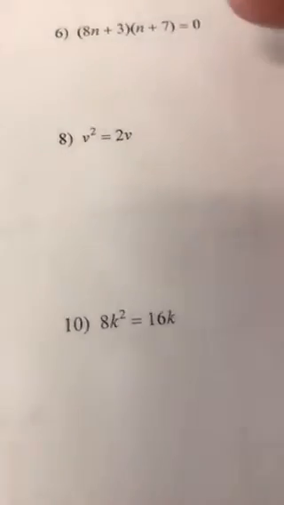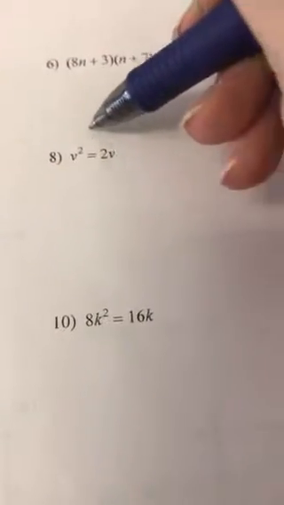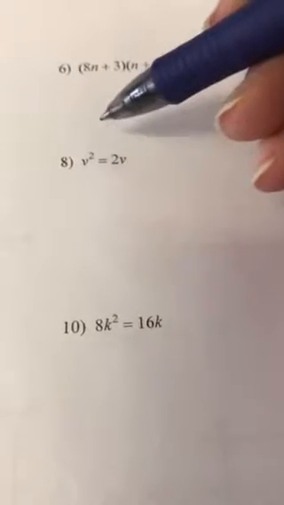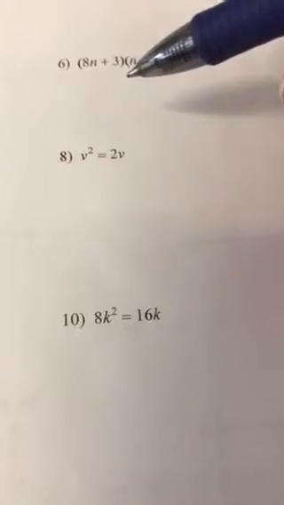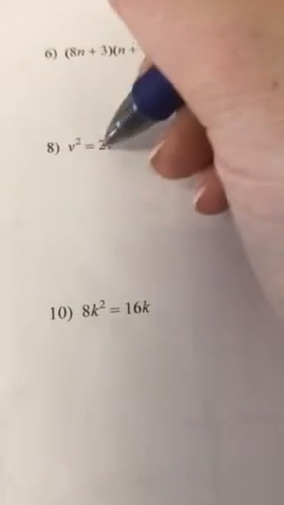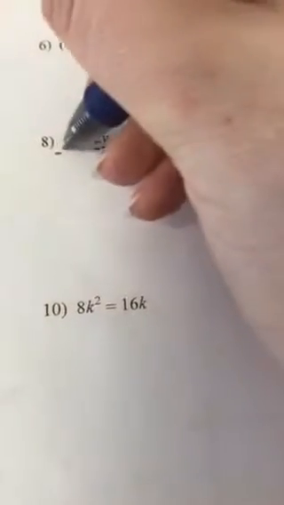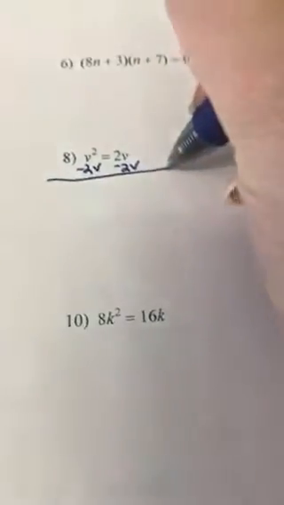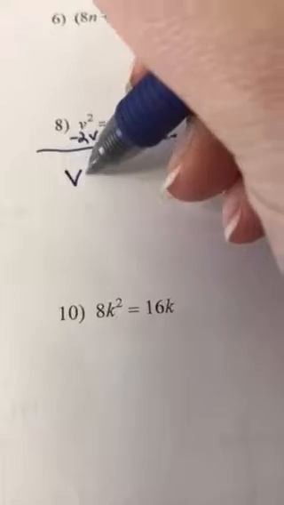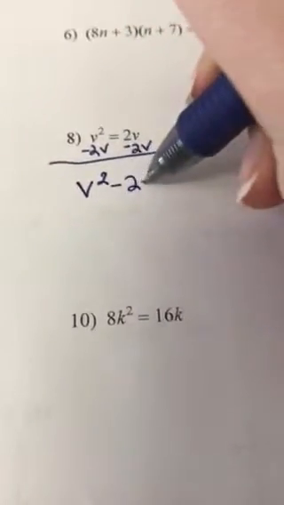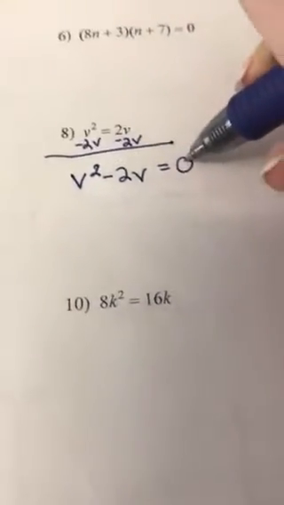To do so, I'm going to move my 2v term to the other side of the equation. When I move 2v, I'm doing the inverse operation. So opposite of 2v is subtracting 2v from both sides. That is going to give me an equation equivalent to v squared minus 2v equals 0.